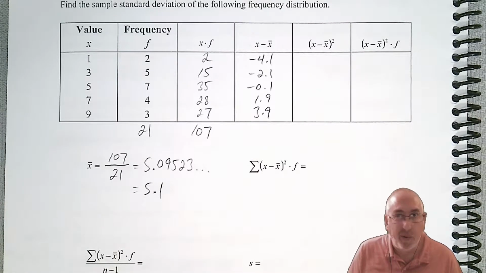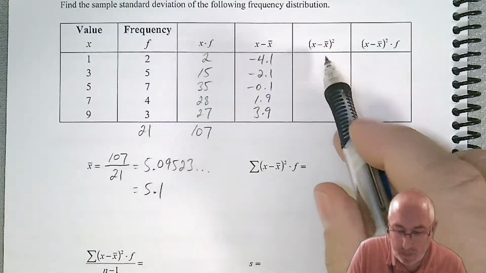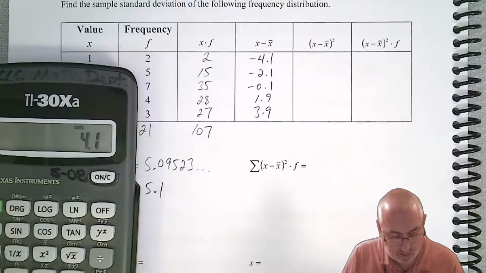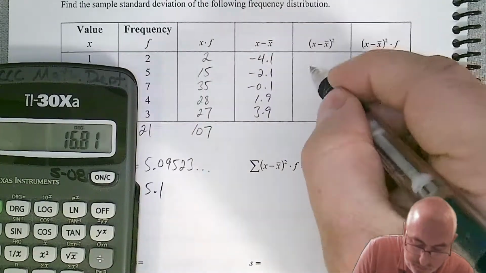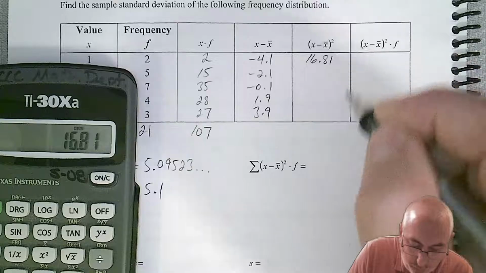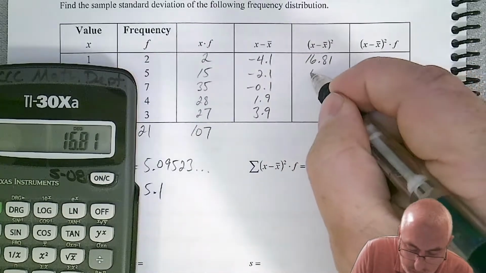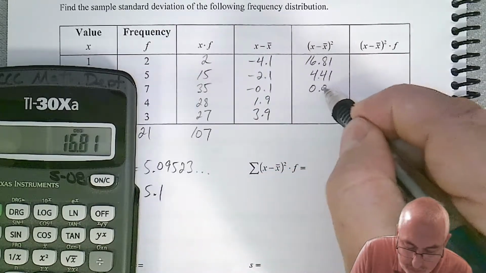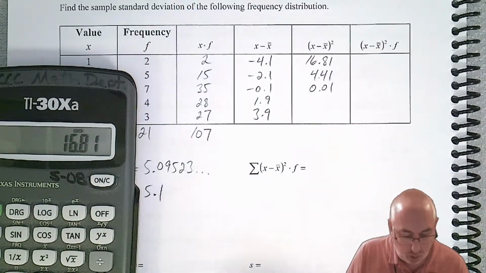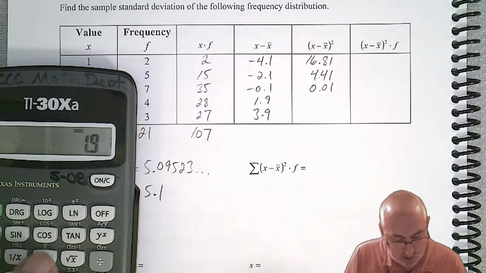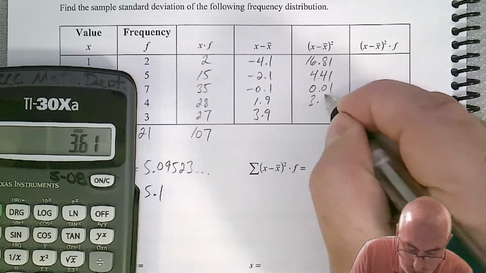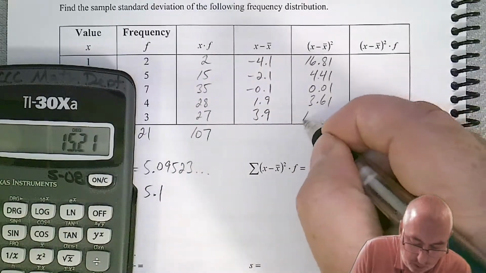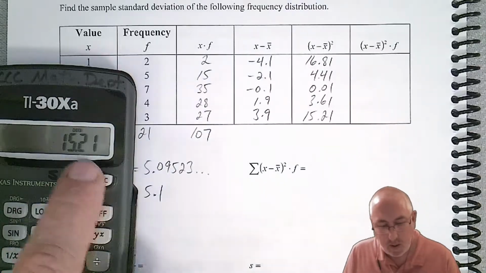Step 3, we don't like negatives, so we square them to get rid of them. So let's do those on the calculator. So 4.1 squared will give us 16.81. 2.1 squared, 4.41. 0.1 squared, 0.01. 1.9, I want to say it's 3.61, and 3.9 squared, 15.21. All right.